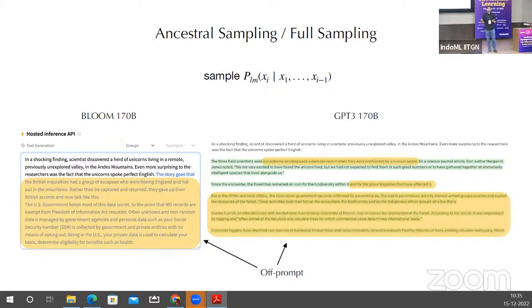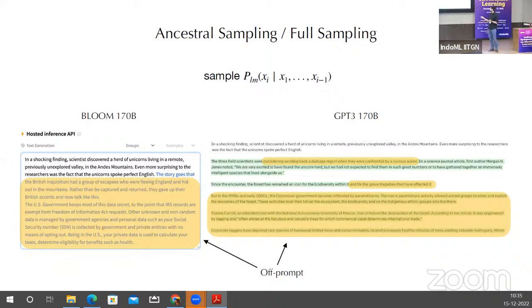Another option, which is also straightforward, is ancestral sampling. Here, instead of just taking the argmax of this conditional distribution, you can just sample from the full distribution. If you do this, you avoid problems with repetition, which are very present when you're using greedy decoding or beam search. But you very quickly veer off topic.